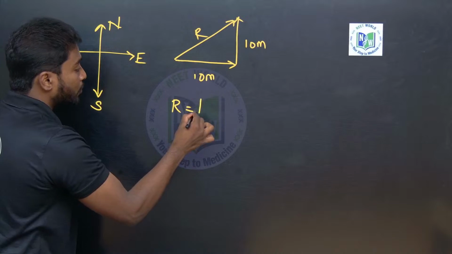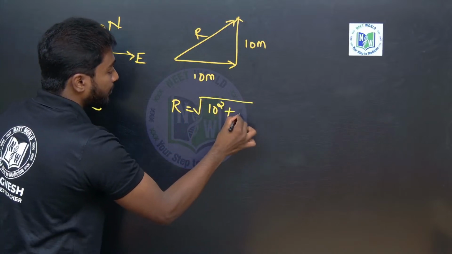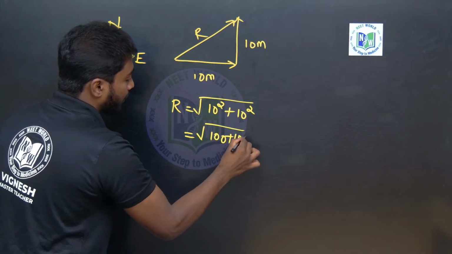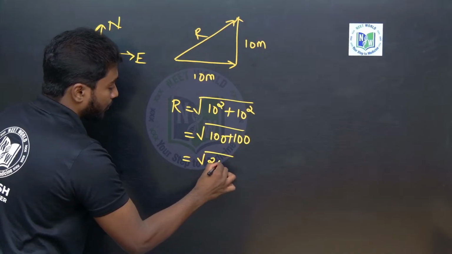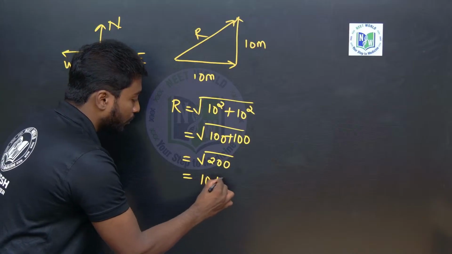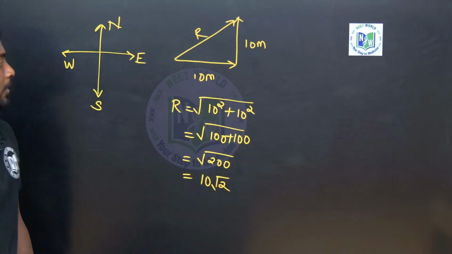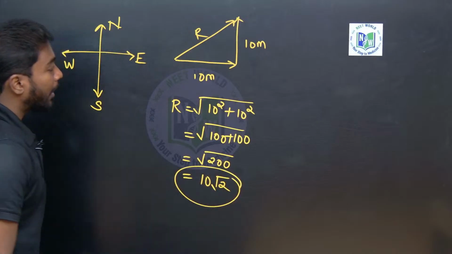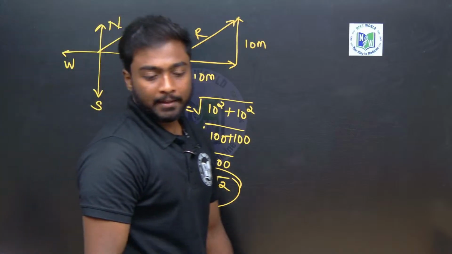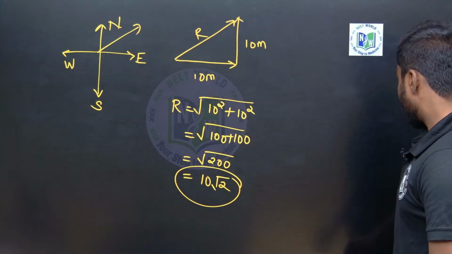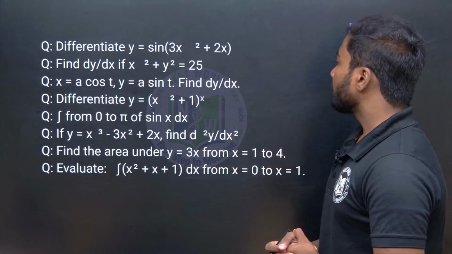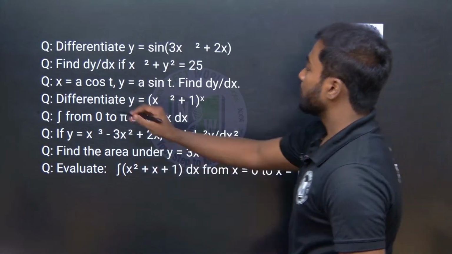So R is equal to under root of 10 square plus 10 square, which is nothing but 100 plus 100, under root of 200, where I can say 10 root 2. Okay. So this is my resultant vector and the direction will be north east. North east is the direction. Now the next question: differentiate y is equal to sine of 3x square plus 2x. So do this and tell me the answer.